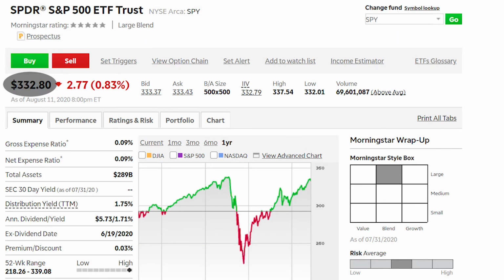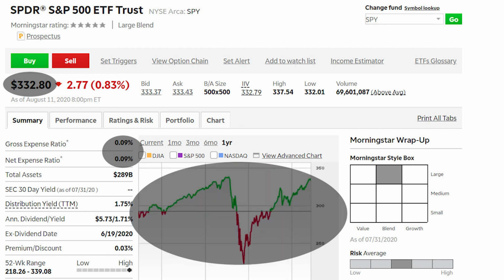As a quick research example, we'll take a look at the very first ETF on that list, the SPDR S&P 500 ETF with the ticker symbol of SPY. Here it is in the TD Ameritrade interface. As you can see here, its current share price is $332.80, and it has an attractive expense ratio of 0.09, which means it'll cost you just $9 if you invest $10,000. Other than that, the ETF has followed the S&P 500 with all of its ups and downs it has had in this very eventful 2020.